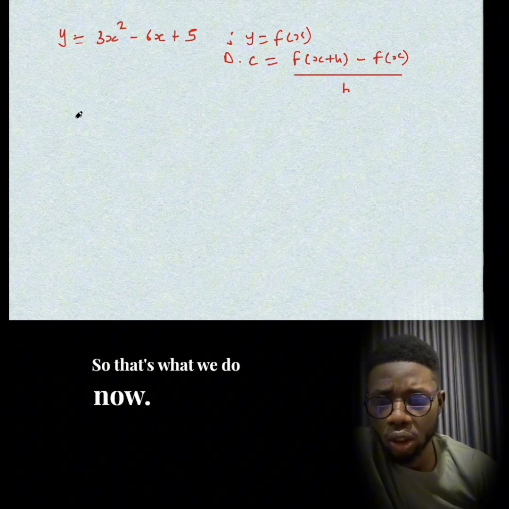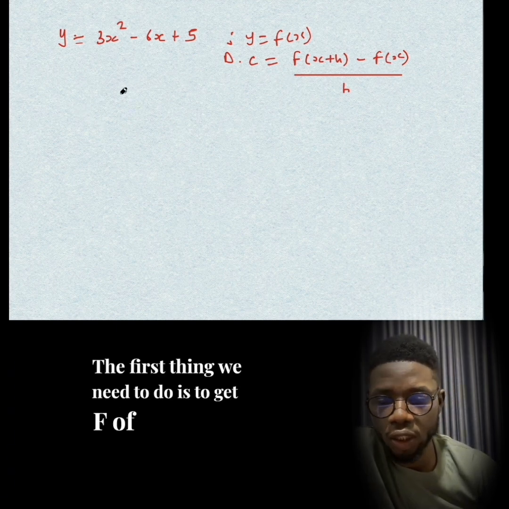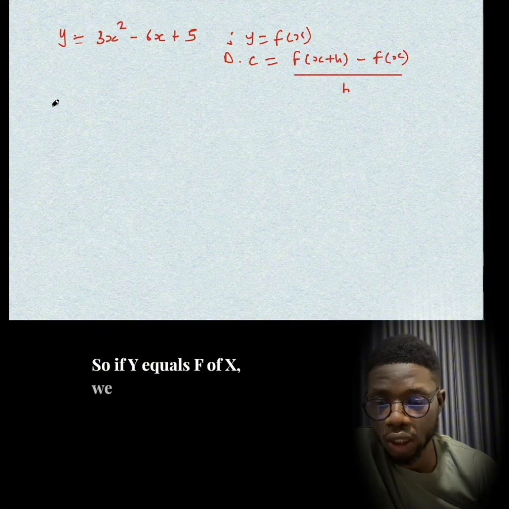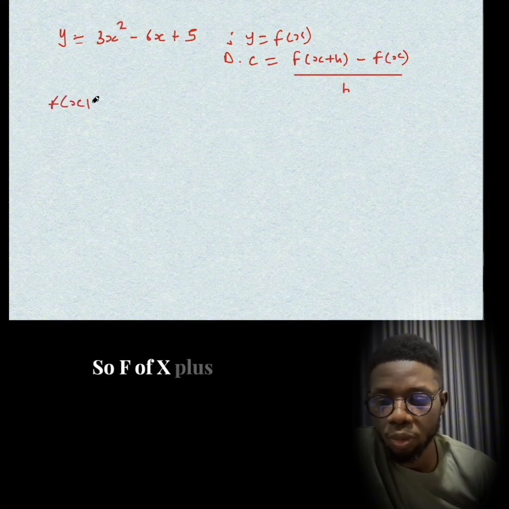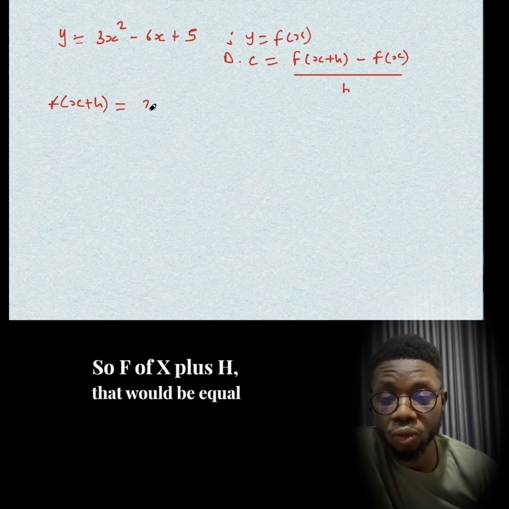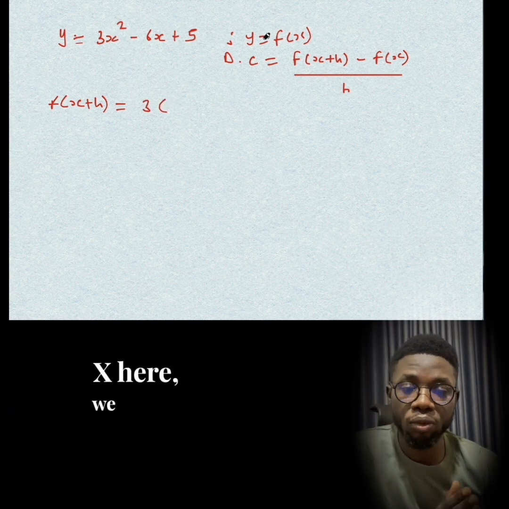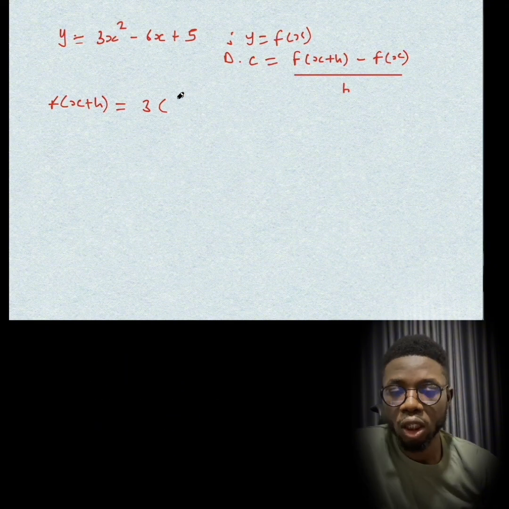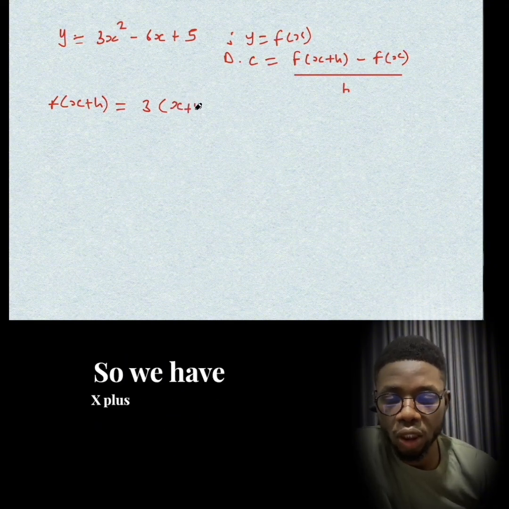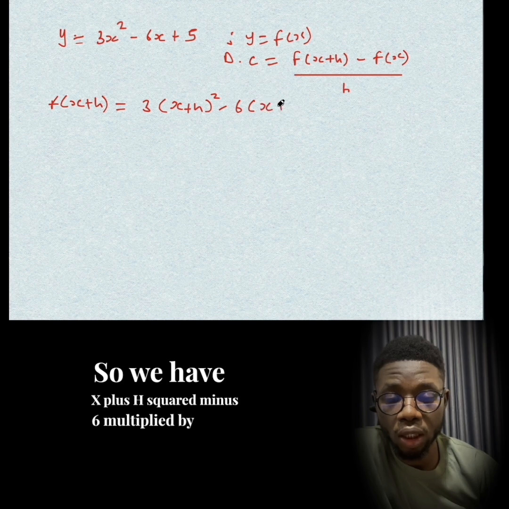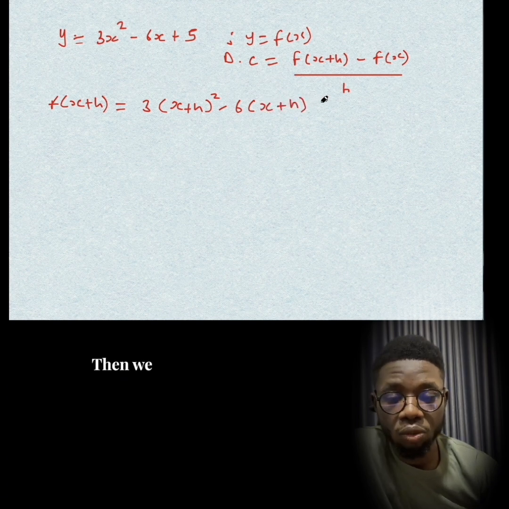So here's what we do now. The first thing we need to do is to get f of x plus h. If y equals f of x, we already have f of x. So let's get f of x plus h. That would be equal to 3, and instead of x, we replace every x with x plus h. So we have 3 times (x plus h) squared, minus 6 multiplied by (x plus h), then plus 5.